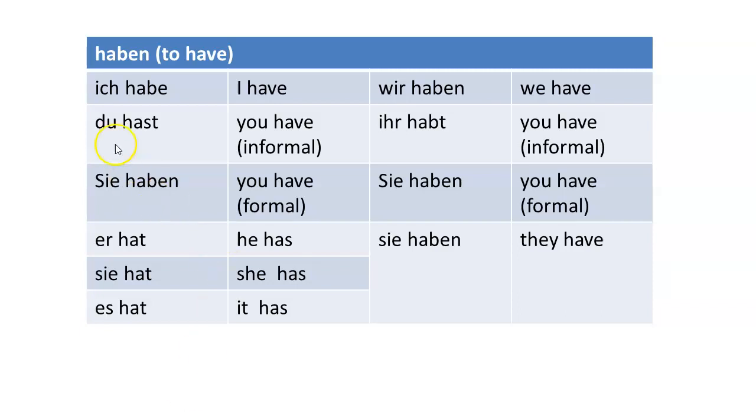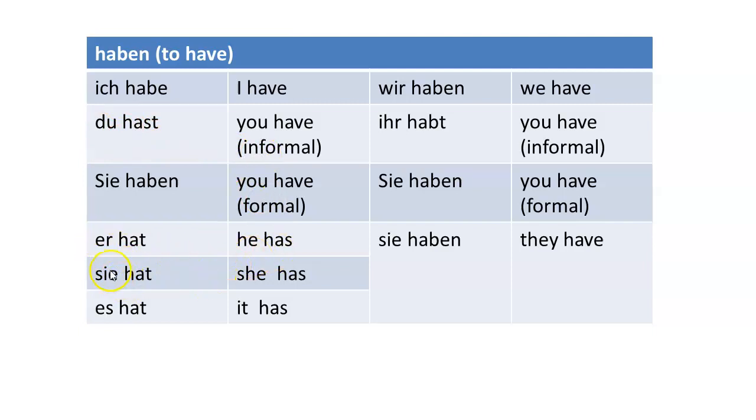So here we have the forms ich habe, I have. Du hast, that's you have, that's the informal. Sie haben, you have, that's the formal you. In other words, when you address someone that you don't know well, or in any formal situation, you use Sie. You use du when you address someone that you know well.